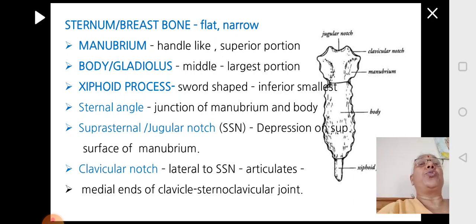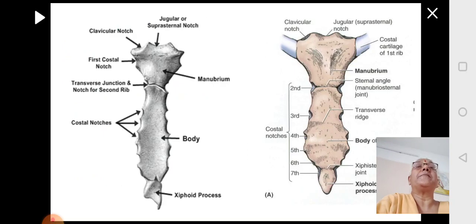Next to that, there are two notches on the sides which are called the clavicular notch, and this will articulate with the clavicles. The clavicles are the collar bones which you can feel near the collar region, which will articulate with the clavicular notch of the sternum, and this joint is called the sternoclavicular joint. That is, the sternum is attached to the clavicle to form the sternoclavicular joint.